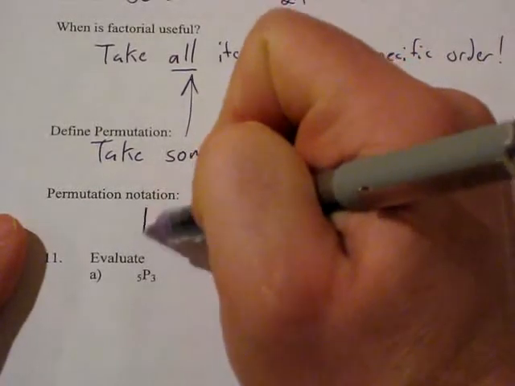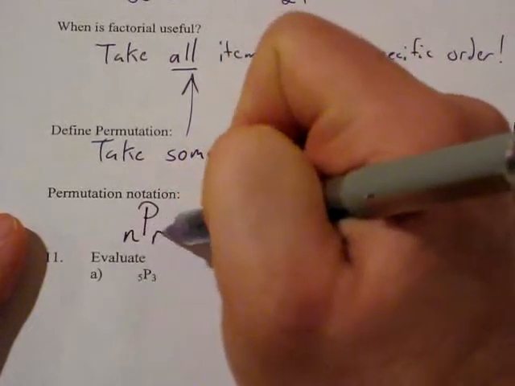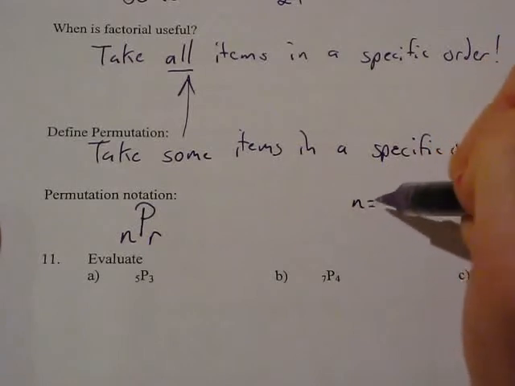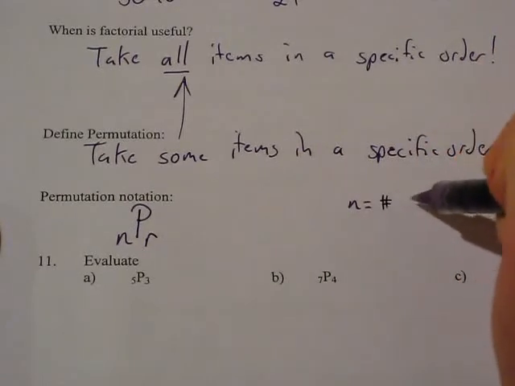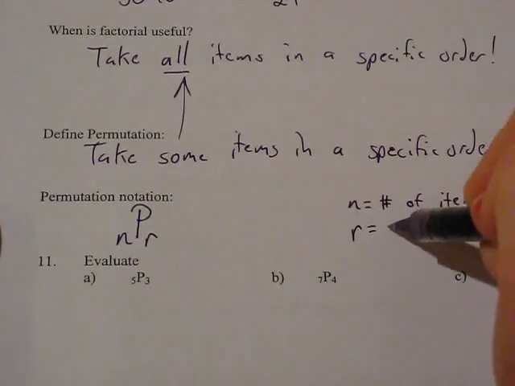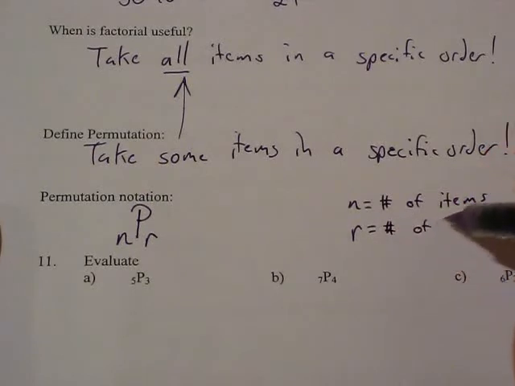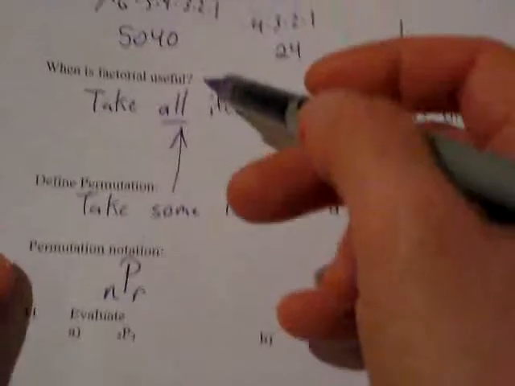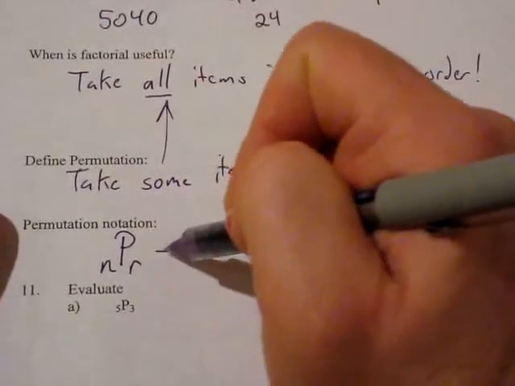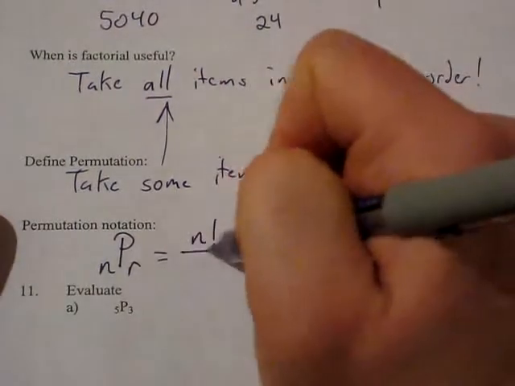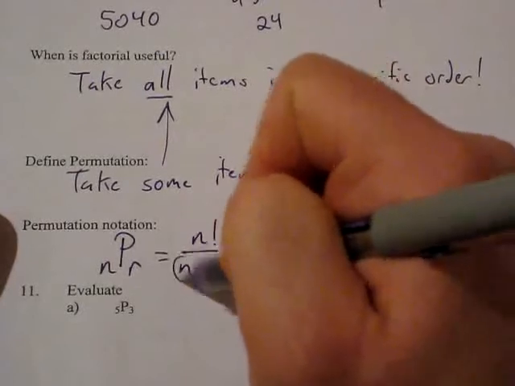Now, the permutation notation looks like this. It has a big letter P, and on the left side is an N and an R. The N is the number of items, so I'm going to move that off to the side here. N is the quantity, number of items. And R is how many you want. So this is the number of picks, or the number that you choose. Now, how you compute that, because you're not going to want all, like let's say up here, you're not going to want all 7 items. You're going to first of all take the numerator, which is n factorial, and divide that by n minus r factorial.